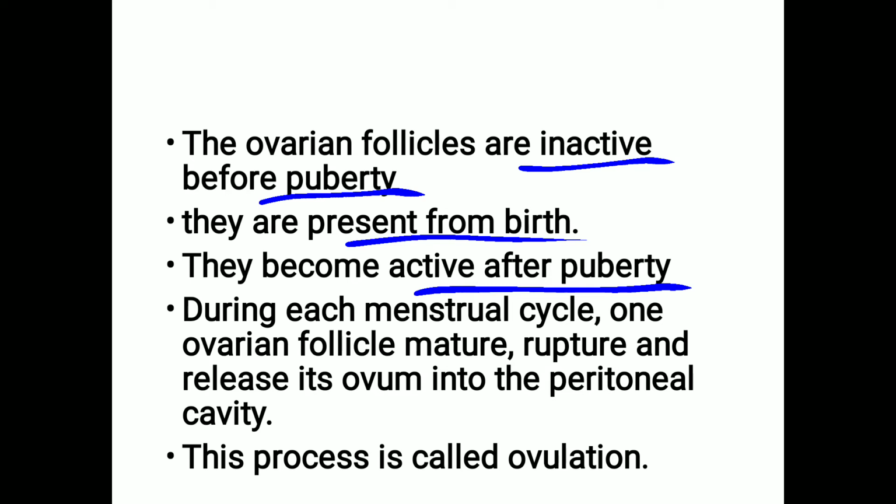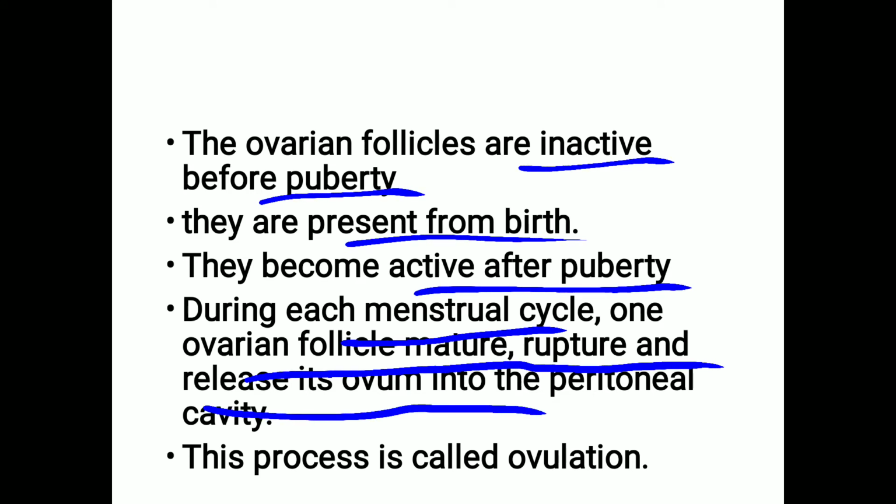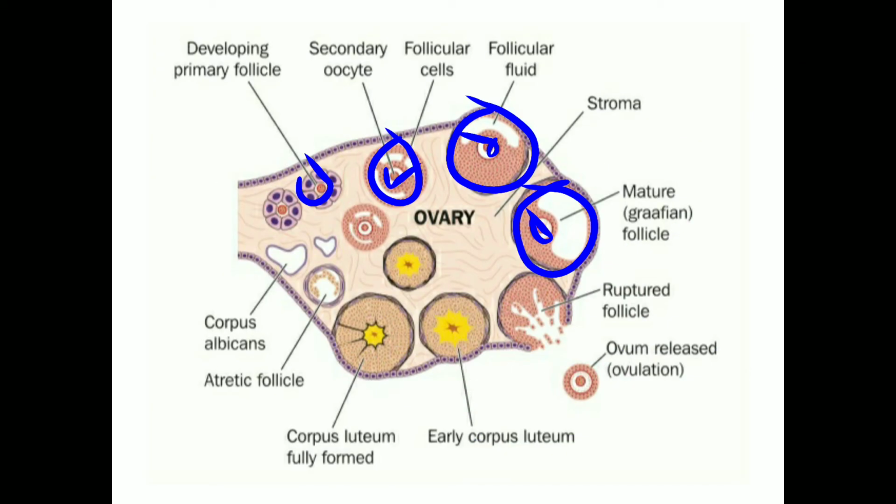During each menstrual cycle, one ovarian follicle from either of the two ovaries will mature, rupture, and release its ovum into the peritoneal cavity. So you can see that here.